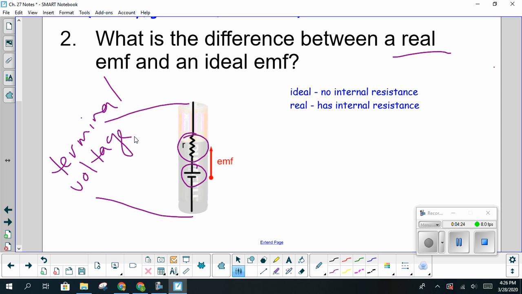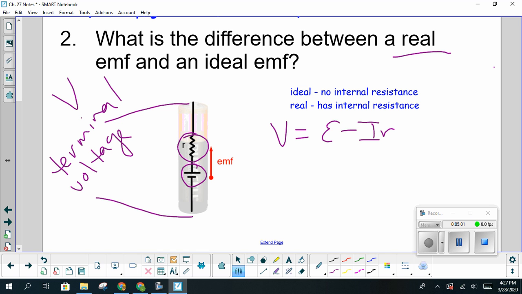That car battery is a real EMF. And so when you are using an EMF as a source of energy, as you would when you are trying to start your car, the terminal voltage, which I'm going to call V, would be equal to the EMF. So the EMF is like the ideal, what that power source could provide, or the chemical reaction inside of that battery could provide, minus the current that's flowing through that device times that internal resistance.